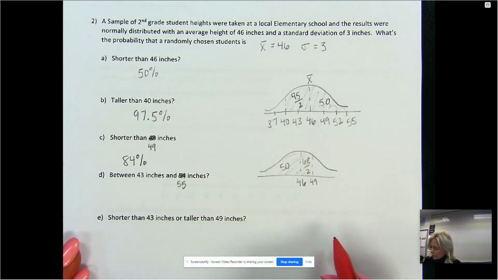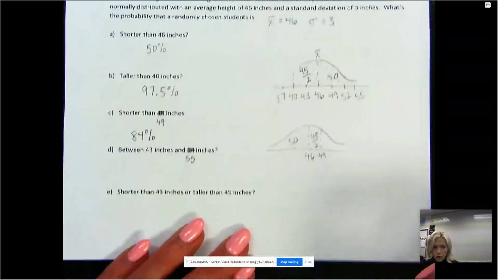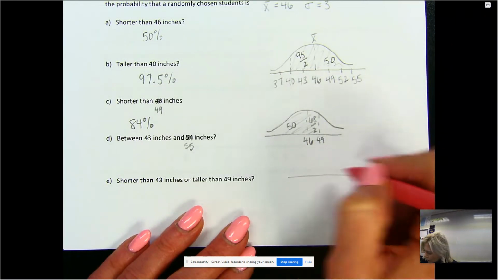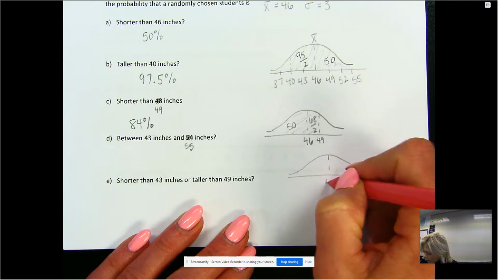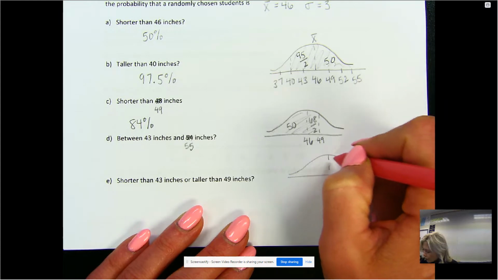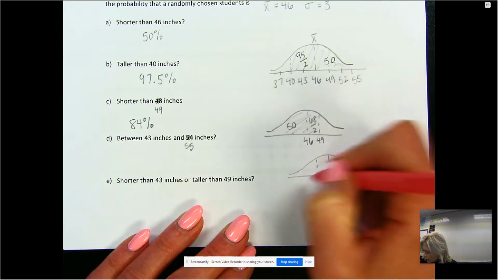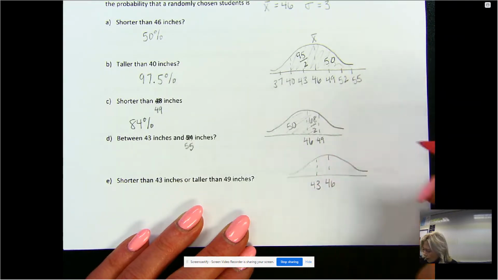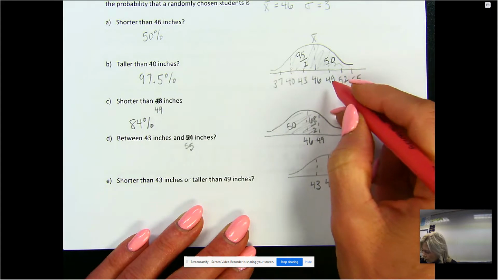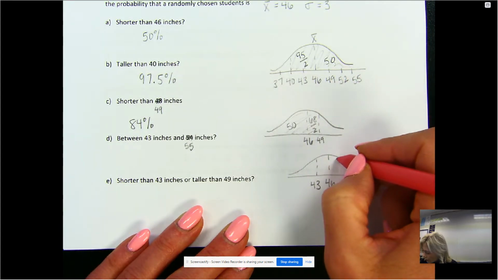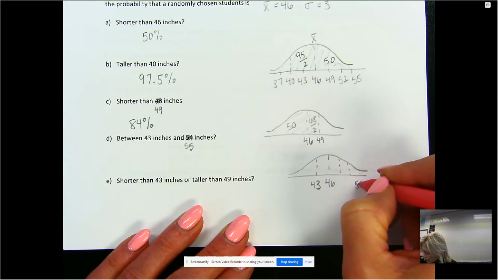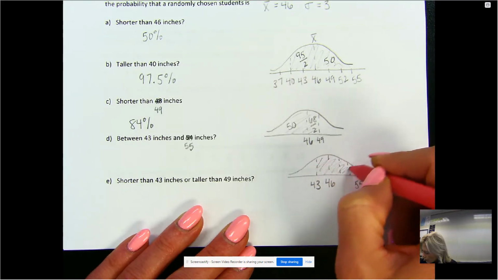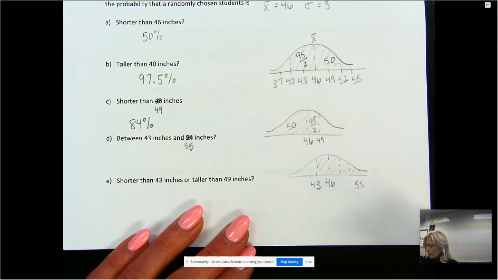D, between 43 and 55, I'm going to draw a new curve. It just is easier if I look at a new one each time to figure out where everything is. So this is 46, the mean. 43 is 1 standard deviation below. So right here, 43. And then 55 is 1, 2, 3 standard deviations above. So I'm looking for this space here from 43 to 55.